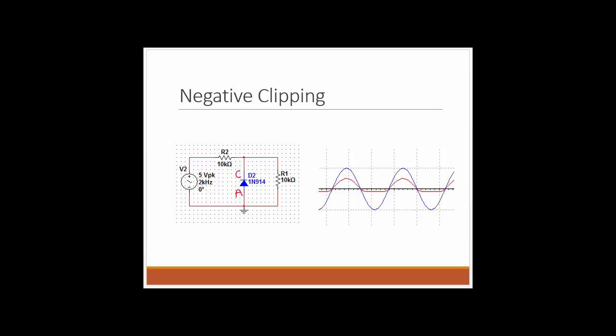So instead of doing positive clipping, it will do a negative clipping. So let's observe how this circuit behaves. Alright, again, let's split this problem into two half cycles, positive and negative half cycle. So during the positive half cycle, so that's what the positive and negative is.